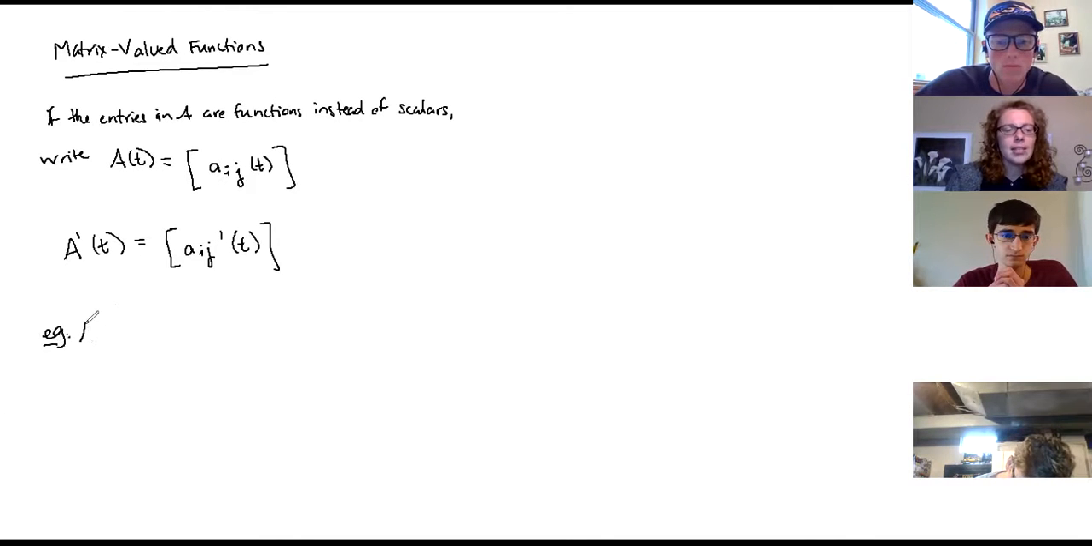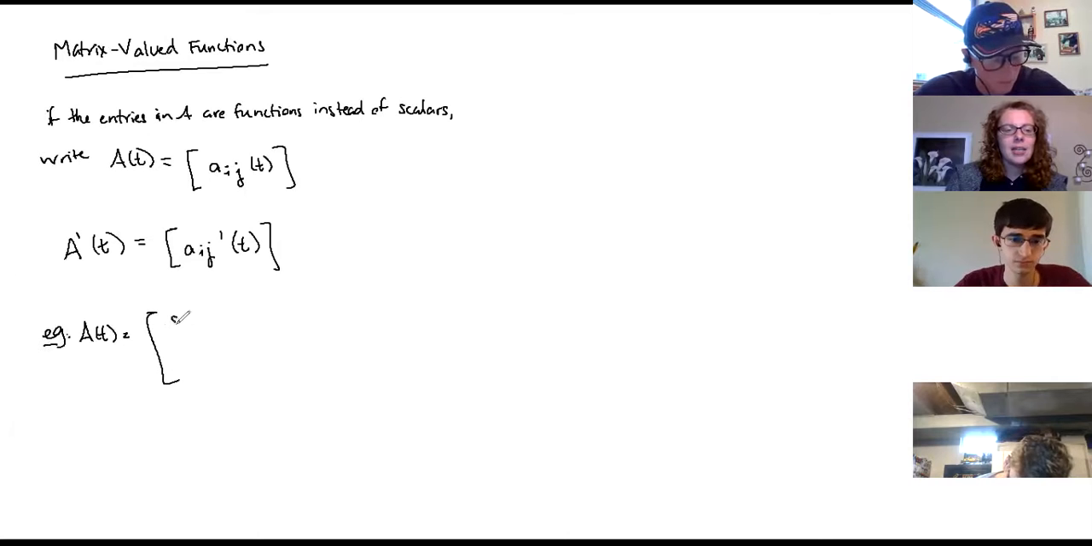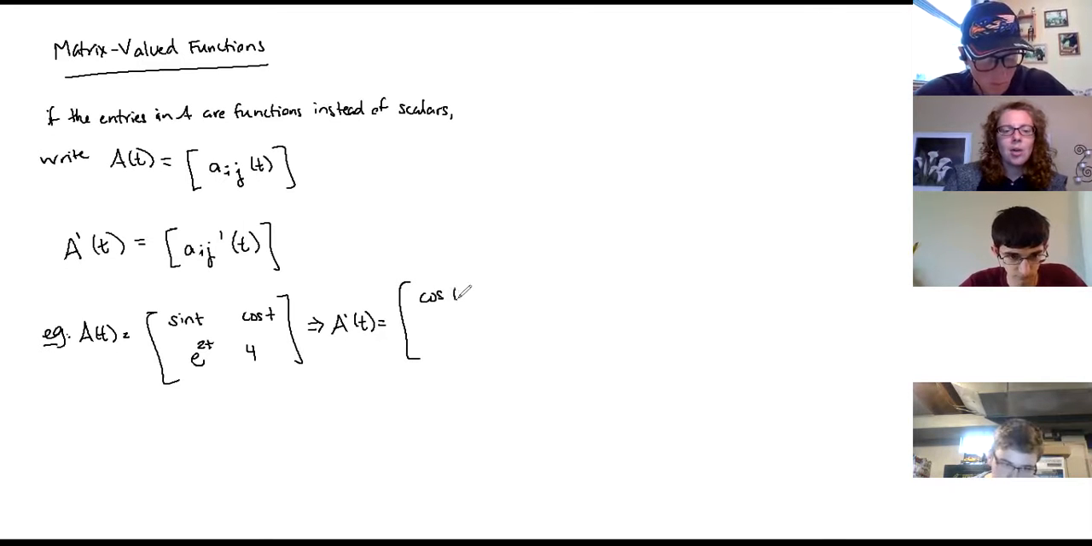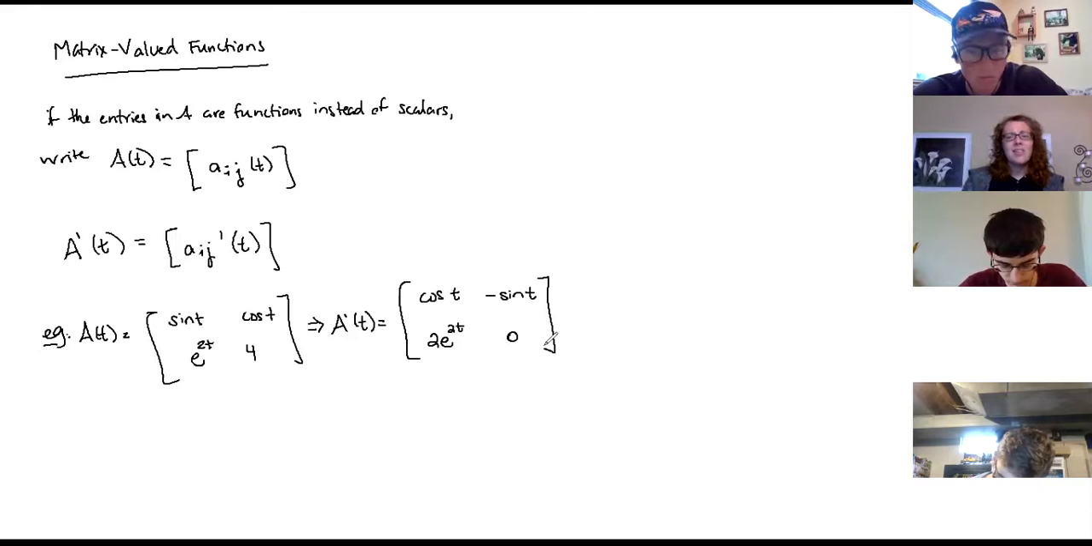Maybe we'll do a really fast example. Let's say that A of t is sine of t, cosine t, e to the 2t, and 4, if I'm reading across. I can have a number in there. That's a constant function. That's totally fine. So then A prime of t, you can do this just as fast as I can. Cosine of t, negative sine of t, 2e to the 2t, and 0. If you can take derivatives, you can take derivatives of a matrix. Easy, no problem, no big deal.